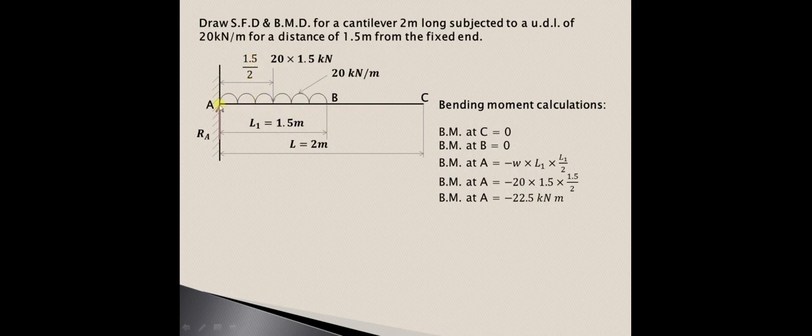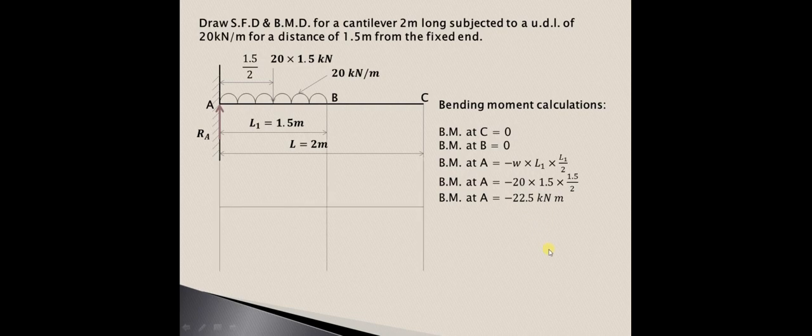So that when we take the moment about point A, it will produce the clockwise moment. So 20 into 1.5 is the load and the perpendicular distance is 1.5 upon 2, and it is producing the clockwise moment. And we have considered the clockwise moment as negative. So bending moment at A will be equal to W into L1 into L1 upon 2. So that is nothing but 20 into 1.5. So value of W is 20, value of L1 is 1.5, and L1 upon 2, that is nothing but 1.5 upon 2, and that value comes out to be minus 22.5 kilonewton meter.